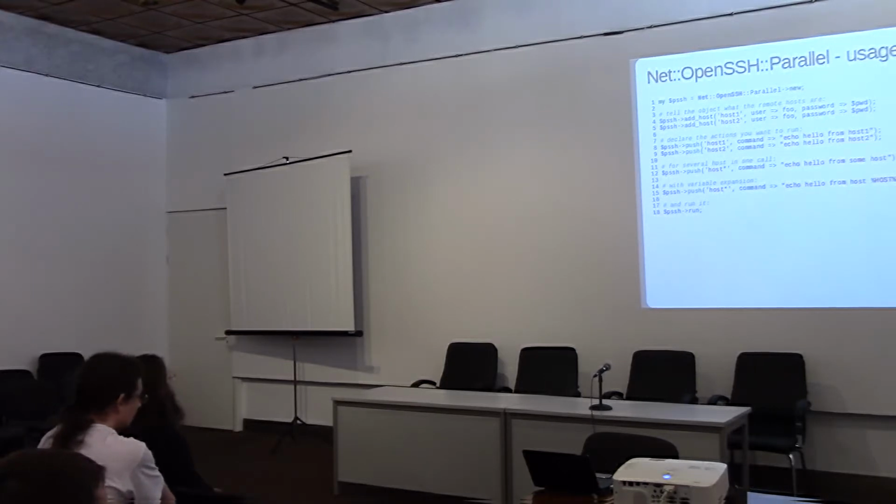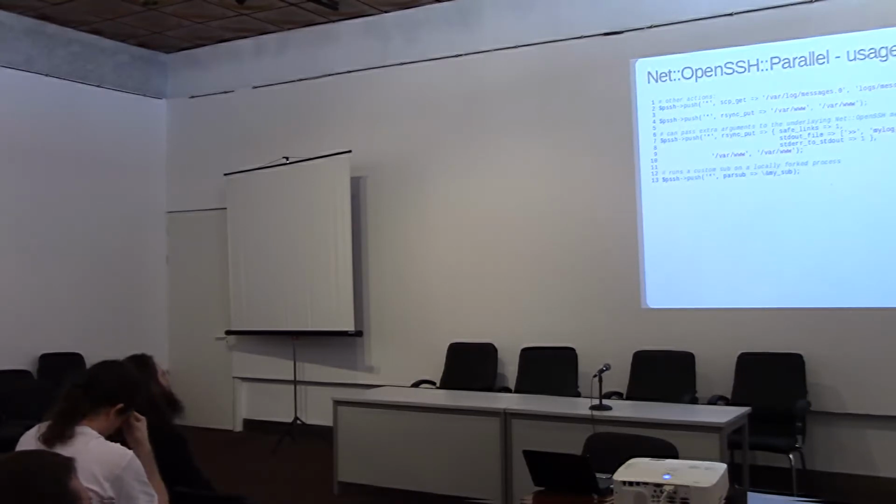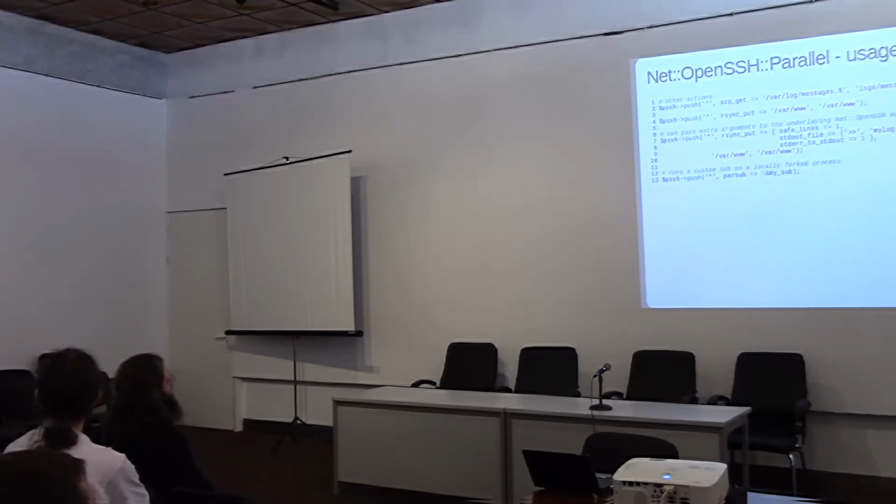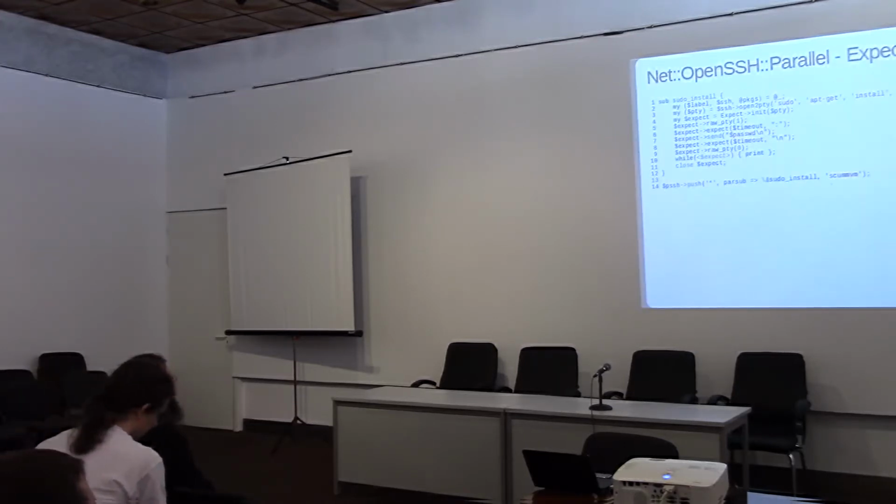So, you push the command you want to run, then say run, and it will run everything and take care of everything you want to do in parallel. It has support for most of Net::OpenSSH functionality. You can perform SFTP, rsyncs, and you can pass extra options like that. It also allows you to define custom subroutines that are going to be run in a forked process. So, for instance, if you want to automate something with sudo that's not supported by default, you can.